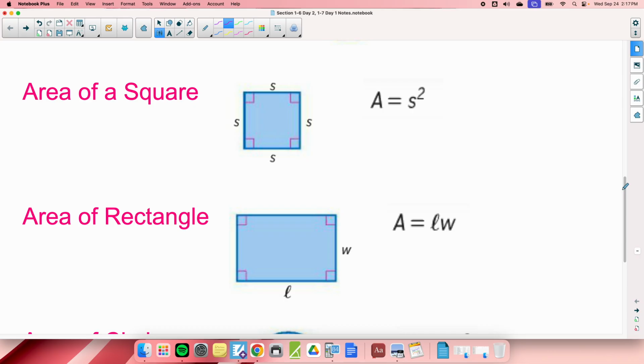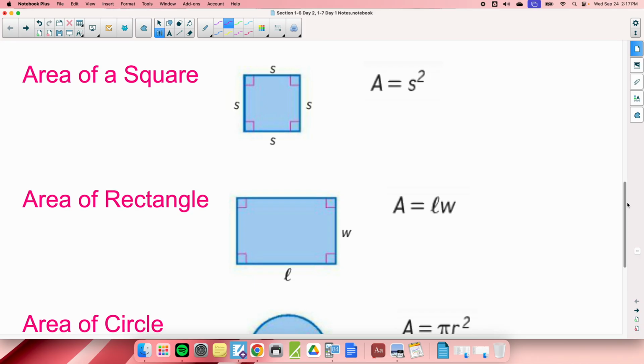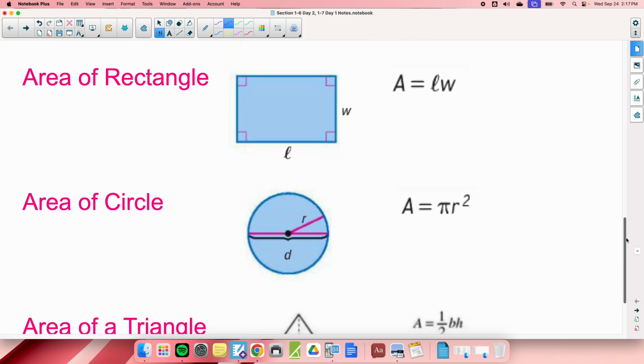Now, if you have a square, all of your sides are the same, and when you have the area of a square, you would just go side squared, okay? For a rectangle, you're going to go length times width, okay?